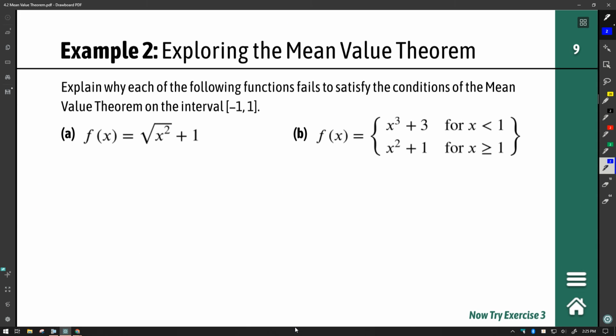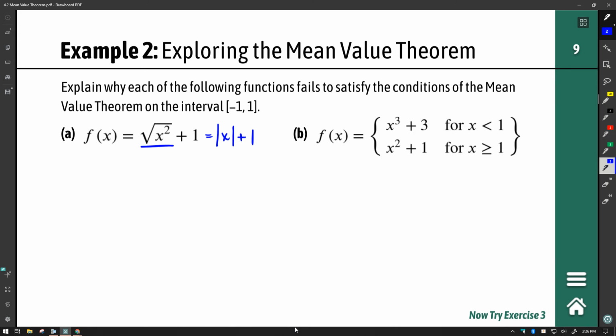Another example, this one asks us about the hypotheses of the mean value theorem. Explain why each of the following functions fails to satisfy the conditions of the MVT on the interval -1 to 1. So let's take a look at part A. F of x is equal to the square root of x squared plus 1. You might recall that the square root of x squared is actually just another way of writing the absolute value function. So this is actually absolute value of x plus 1.